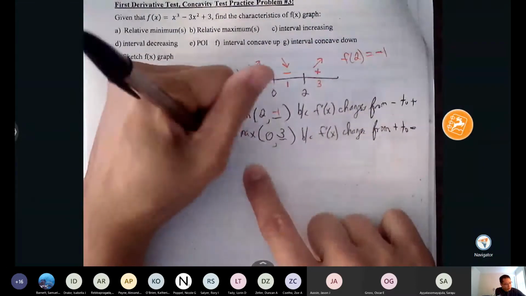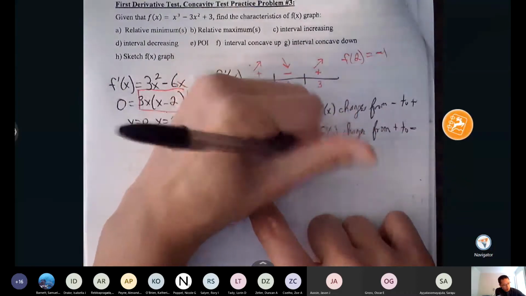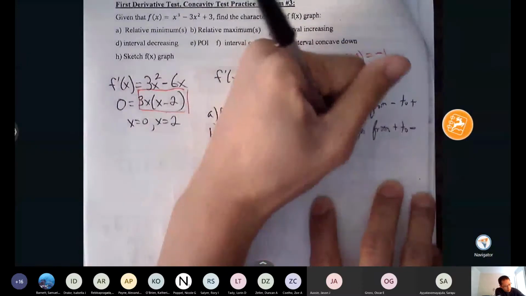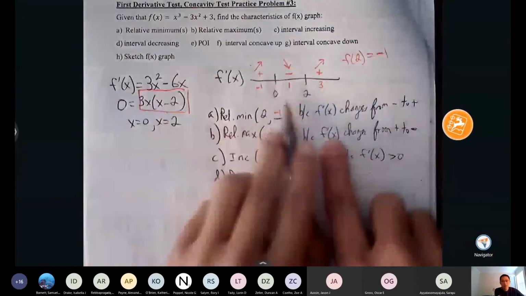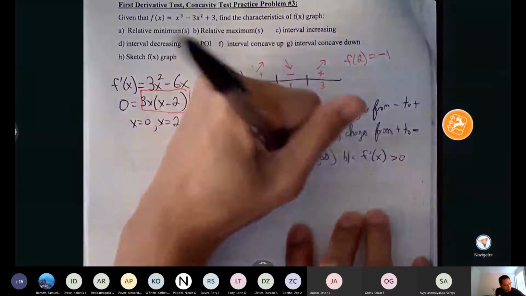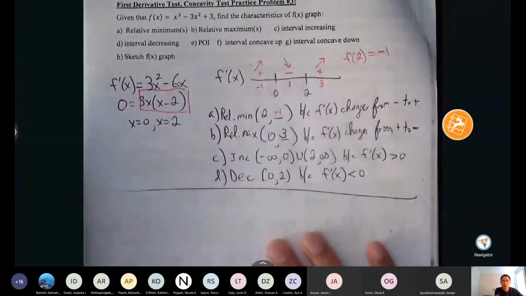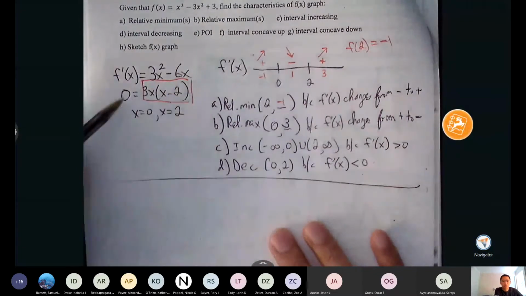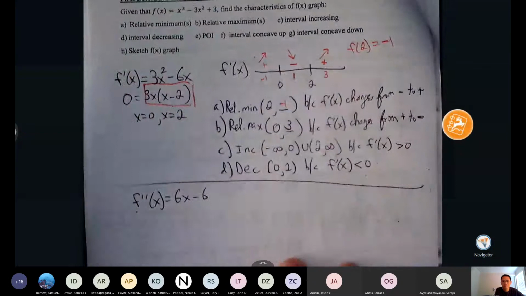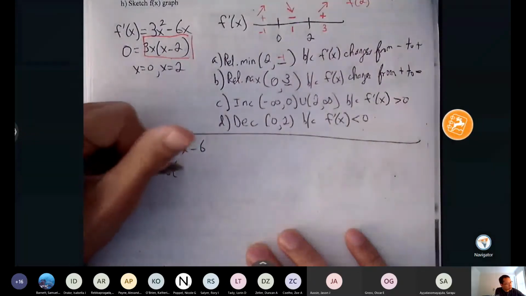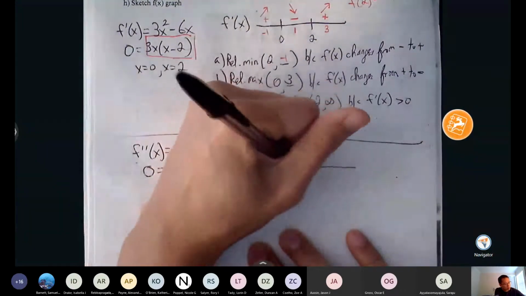Interval of increase, interval of decrease. Two intervals of increase. Decreasing. All right, that's all the information from our slope sign line. Now we can turn to our second derivative and create that sign line. Set equal to 0, factor out the 6. So the only critical point that we have for our second derivative sign line is 1.